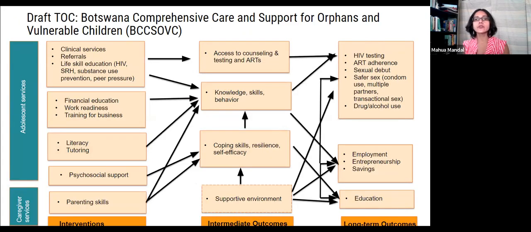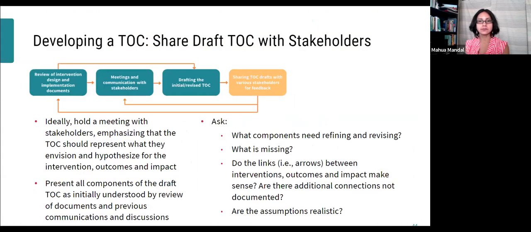So here is one of the early drafts of the full theory of change. I left out the goal from this visual for the sake of space, but that goal would be on the right side. But you can see here the three outcome areas on the right with some more details, the intermediate outcomes in the middle, and then the interventions on the left. Next.